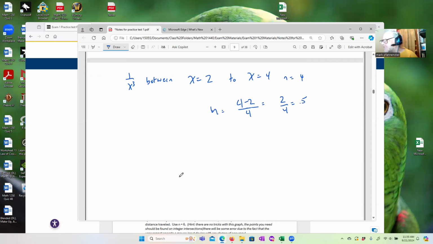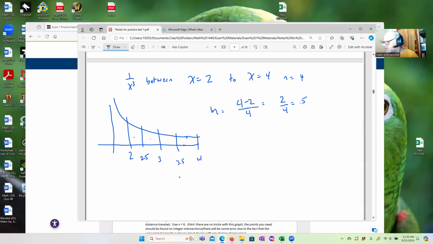Let's just double check this. If I look at the graph of 1 over x cubed, and we start here at x equals 2, we have 2.5, 3, 3.5, to 4. I've got 1, 2, 3, 4 different regions, and n is equal to 4. So that kind of makes me happy about what's going on here. I also have the x's I need, because we just add h to the previous x and get the values of x that we actually have to evaluate this thing on.